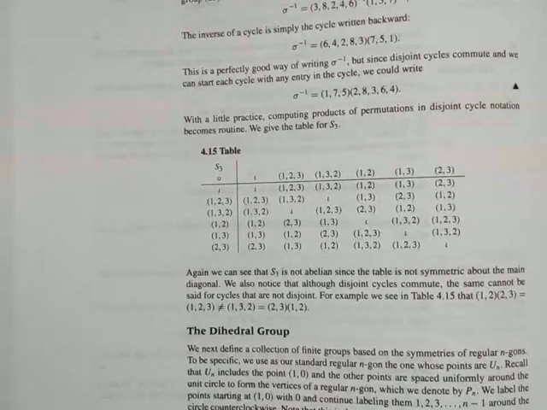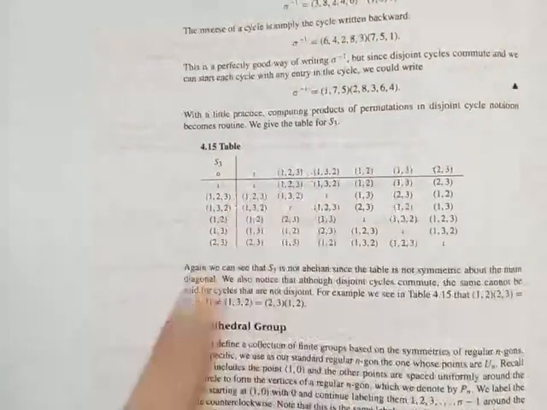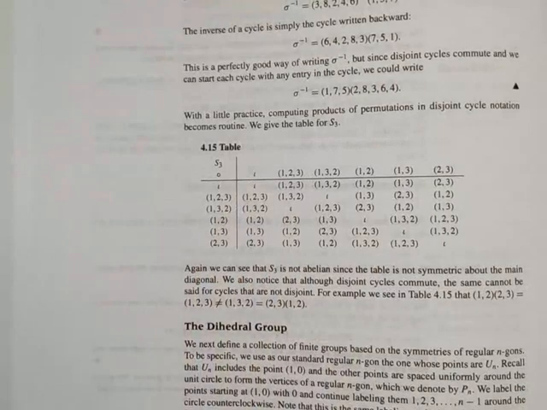Please note that this book did not use E for the identity. It used a lowercase i, a funky little i shape here. I hate that. I'm going to use E because i always screams complex number to me and I don't want to mess with myself.